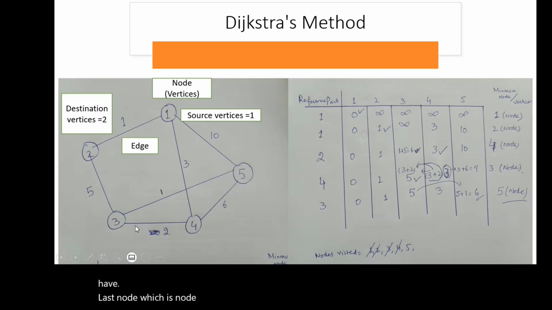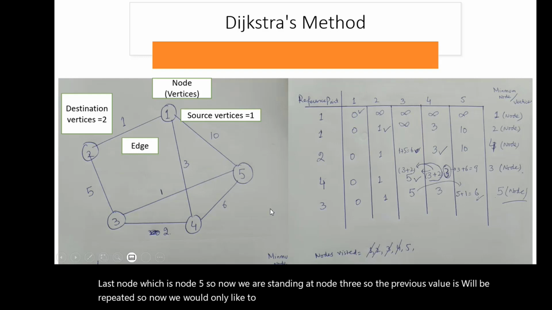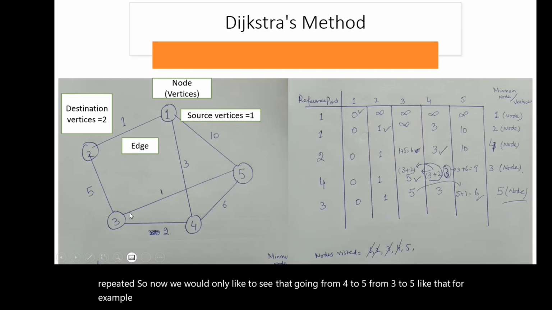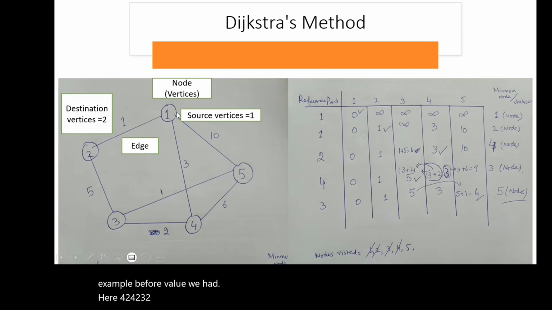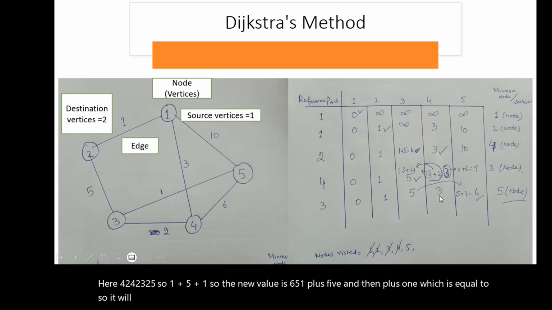OK, so now we are standing at node 3. So the previous value will be repeated. Now we would only like to see going from 4 to 5, from 3 to 5, like that. For example, the previous value we had here, 4 to 3 to 5, so 1 plus 5 plus 1. OK, 1 plus 5, and then plus 1, which is equal to 7. OK, so 5 plus 1 is equal to 6. So node number 5 is selected.